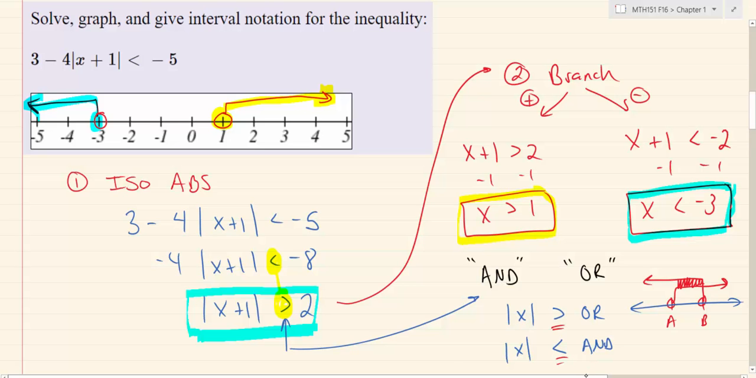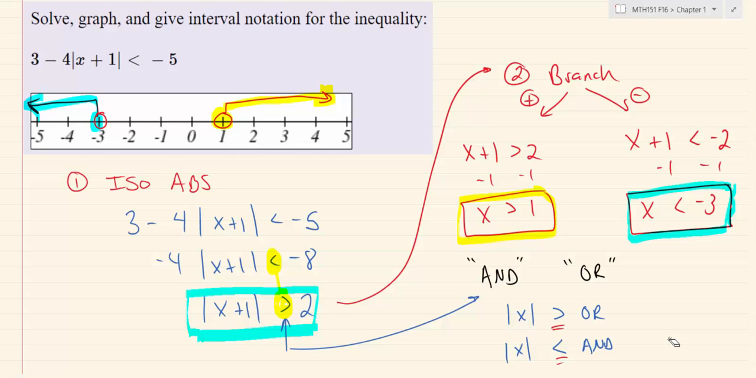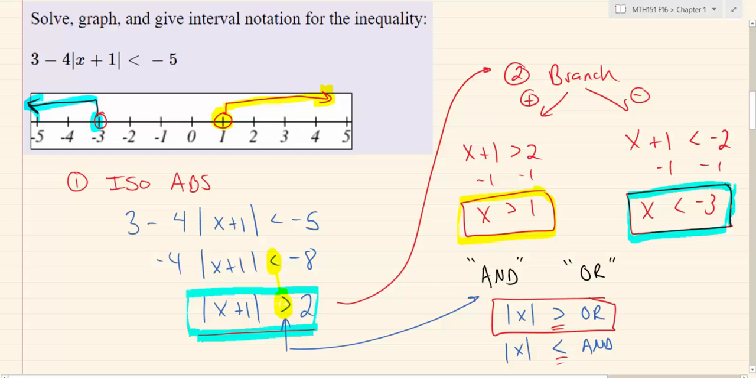And so try to remember this. Again, if you forget this relationship, you can always pick points in the region and plot them. It takes a long time to do, but it can be done that way. But for our purposes, when we take a look at our original equation, we have the absolute value of x plus 1 is greater than 2. So greater than means we are dealing with an OR situation.